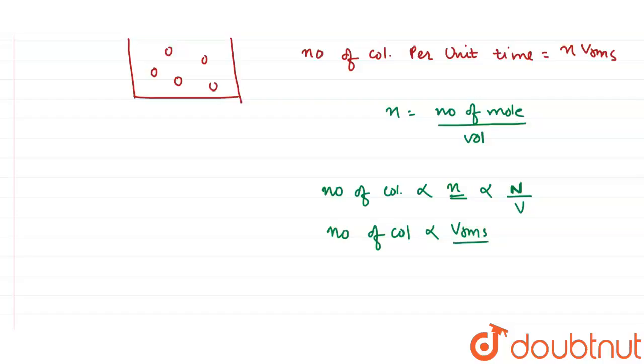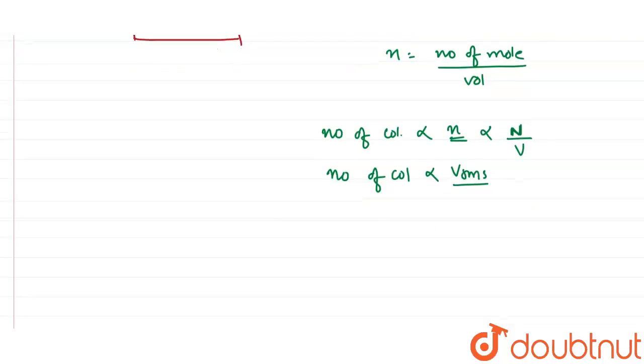Now if we want to increase the number of collision, that means we have to increase the number of moles. If I have increased the number of moles, at that time the number of collision is also increased. And as you can see, the number of collision is inversely proportional to V, the volume. That means if we want to increase the number of collision, we should decrease the volume. When we decrease the volume, at that time the number of collision increases. So first, when we increase the number of moles, the number of collision increases. Second, when we decrease the volume, the number of collision increases.